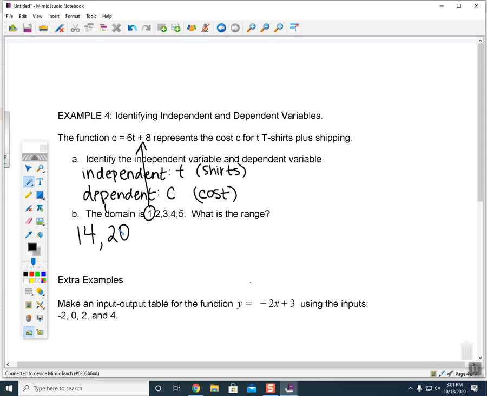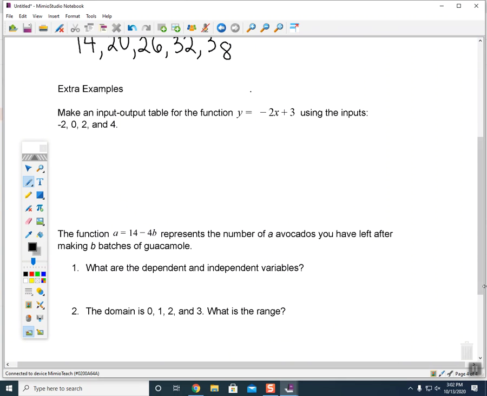What's nice about linear functions like this is linear functions increase or decrease at a consistent rate. That means that it's going to increase by the same amount every single time. So in this case, to get from 14 to 20, I have to add 6. So from 2 to 3, I need to add another 6, so my next value is 26. I need to add 6 more, so my next value is 32. And then my last one will be 6 more than that, 38. Because it's consistent, I can just continue the pattern. We'll have another practice one of those.